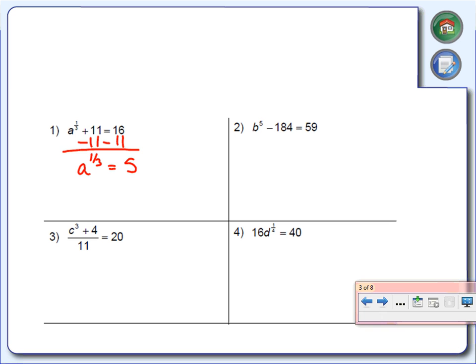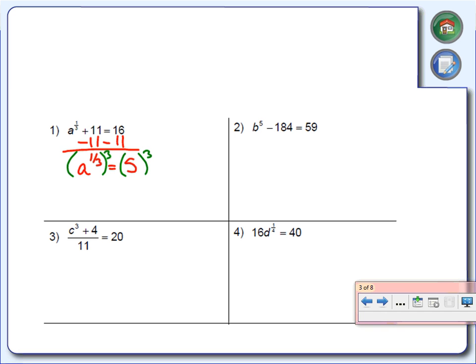16 minus 11 is 5. So notice how I have my base and my power isolated. I've got one more thing to do. Here's what we're going to do next. We're going to take both sides of the equation and raise it to the reciprocal power. So I need to know what is the reciprocal of 1/3. What do you get when you flip that fraction upside down? 3 over 1. Well, what is 3 over 1? 3. Okay, so we're going to raise this to the 3rd power, or cube.